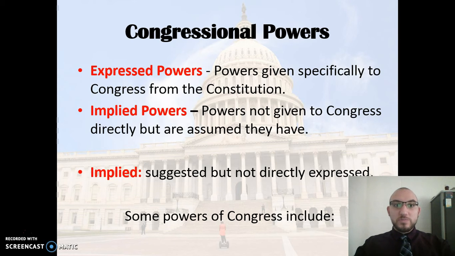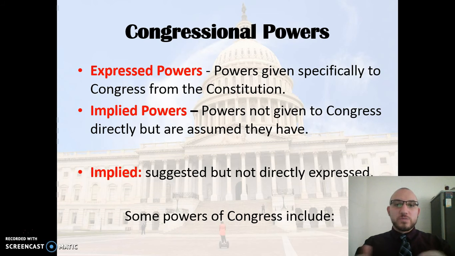And once people started using planes to fight each other, it was implied that since Congress, or since the government, has to protect us as U.S. citizens, if other countries are using an air force, we should have an air force as well. It's not expressed in the Constitution, but it's implied that they would be able to do that because of their directive to provide for our defense.